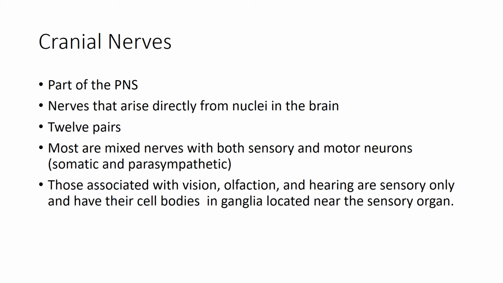So our cranial nerves, these are also actually part of the peripheral nervous system, and they have nerves that arise from nuclei within the brain. And there's 12 different pairs that are mixed with both sensory and motor neurons for most of them. However, some function as either one or the other. And so these tend to be associated with vision, olfaction, and hearing, and are sensory only, and have their cell bodies and ganglia that are found in the sensory organs.